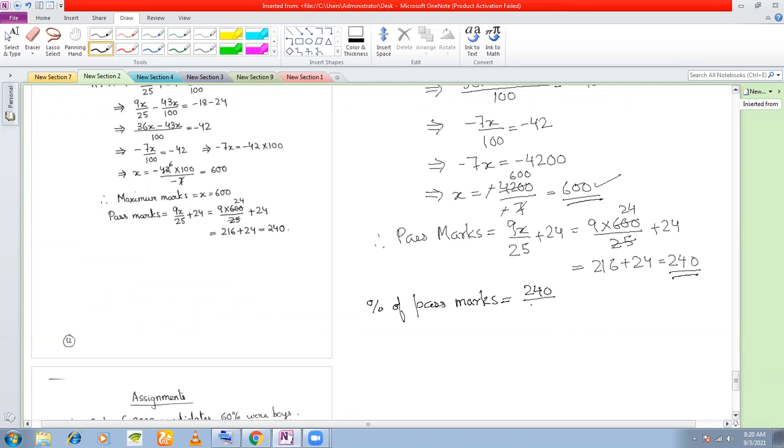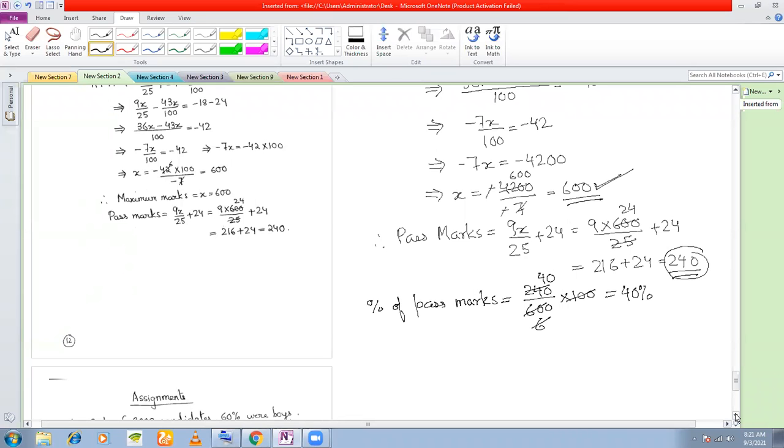So 240 by 600 into 100, because 240 is the marks required to pass, 600 is the total marks. So what is the percentage of pass marks required to pass? 240 by 600 into 100. You can cancel this here. So 40% is the pass mark. Here also 40% is the pass mark. Okay. So that finishes this problem.